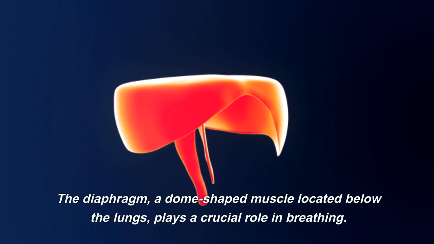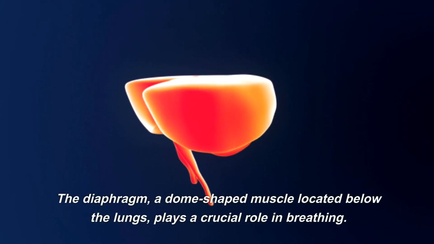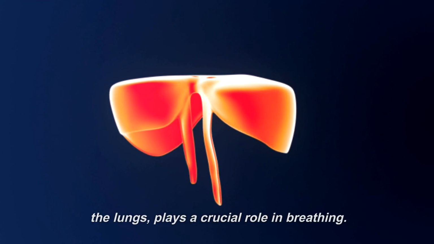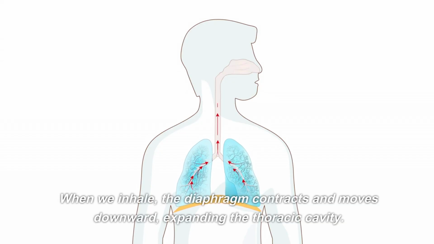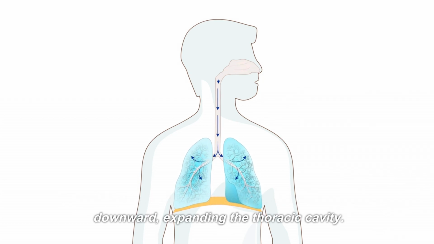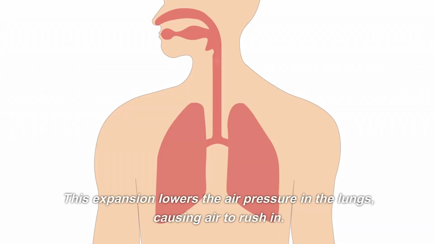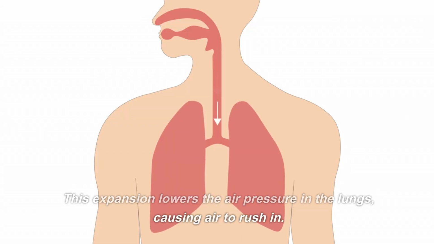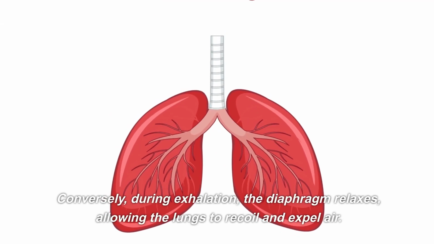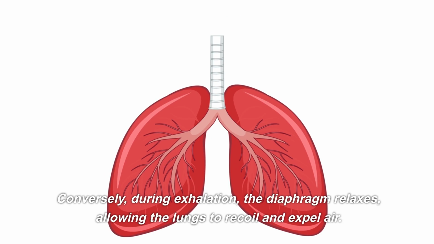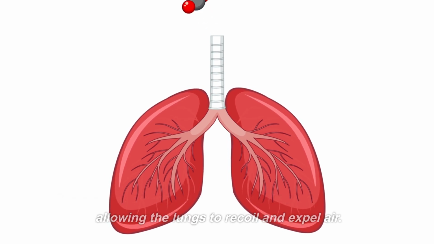The diaphragm, a dome-shaped muscle located below the lungs, plays a crucial role in breathing. When we inhale, the diaphragm contracts and moves downward, expanding the thoracic cavity. This expansion lowers the air pressure in the lungs, causing air to rush in. Conversely, during exhalation, the diaphragm relaxes, allowing the lungs to recoil and expel air.